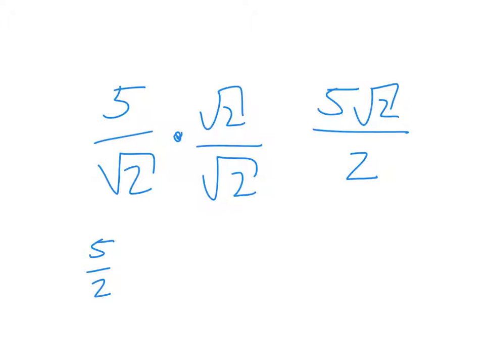I might want to write it as 5 halves square root of 2. Even 2.5 square root of 2 gets the point across, although that would probably be a little more unconventional way of writing it.